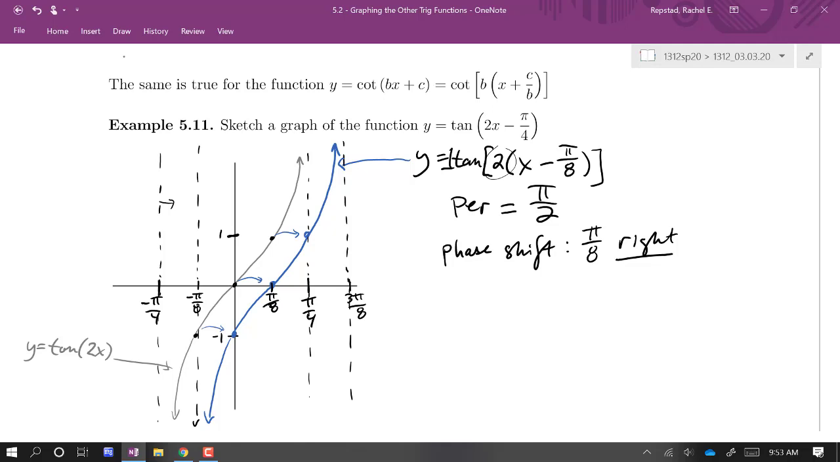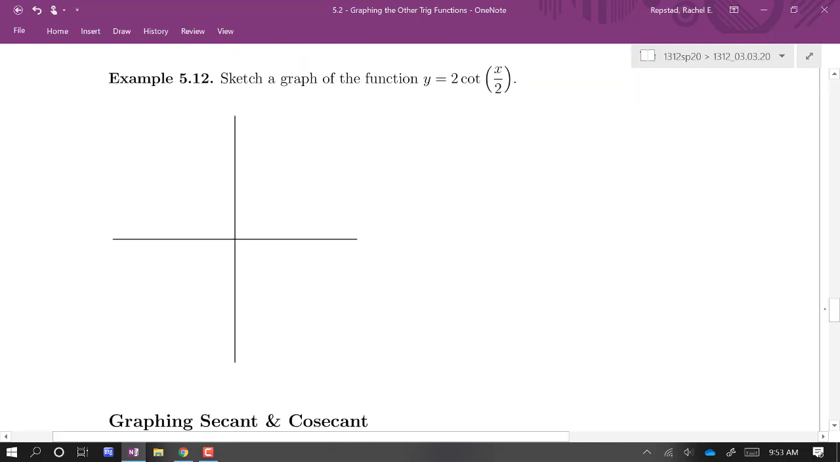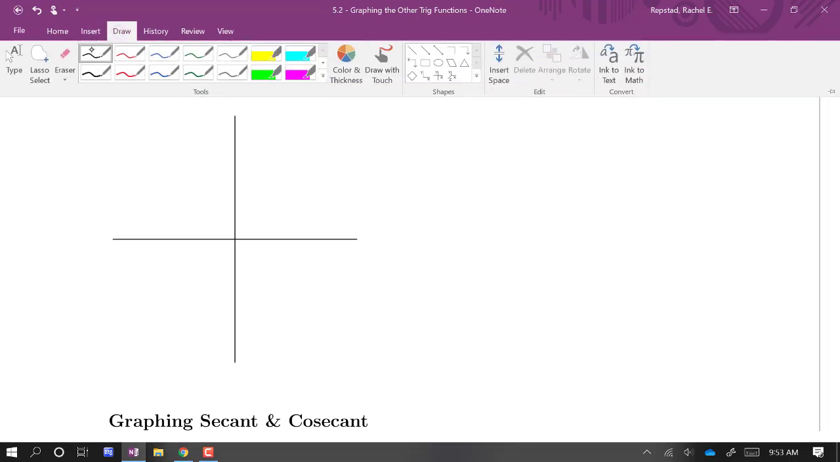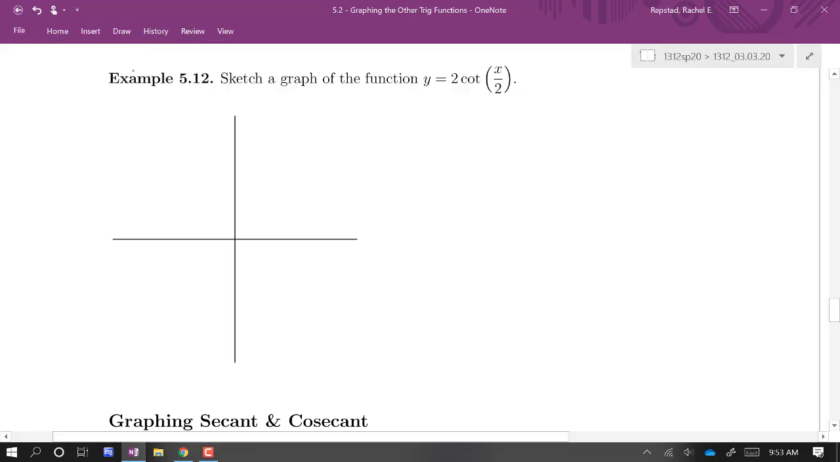We'll do one more. We're going to do 2 cotan of x over 2. Notice there's no phase shift here. I can tell because I'm not adding or subtracting anything inside the parentheses. What is the period?